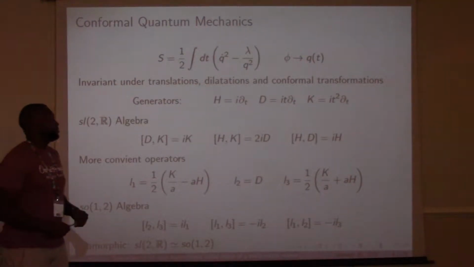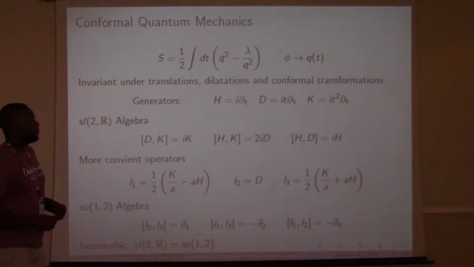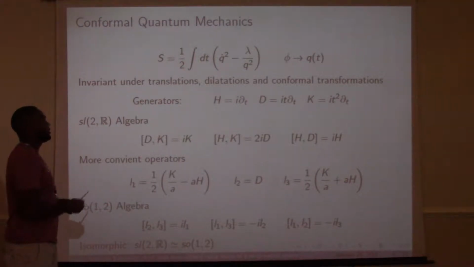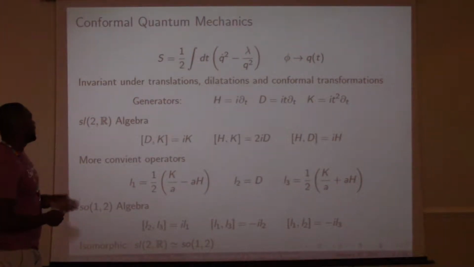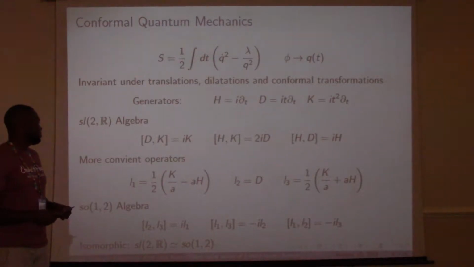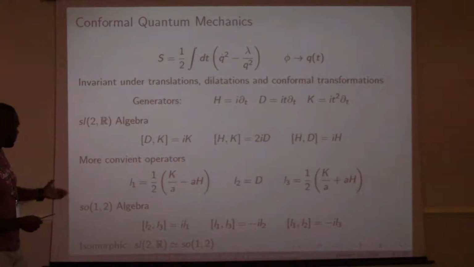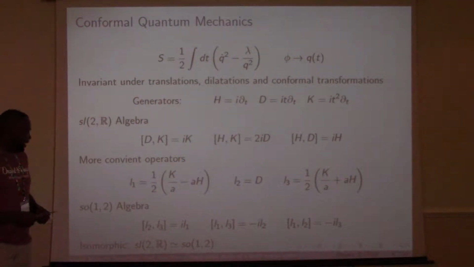For conformal quantum mechanics, we have an action that looks like this, and our fields only depend on time. And this action is invariant under these three generators here, the Hamiltonian, dilatation and special conformal operator. And these three operators satisfy the SO(2,1) algebra. Now what we can do is construct more convenient operators, L1, L2, L3, as shown here. And these operators satisfy the SO(1,2) algebra. And so this just shows a local isomorphism between these two groups.